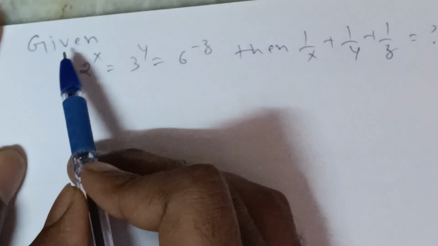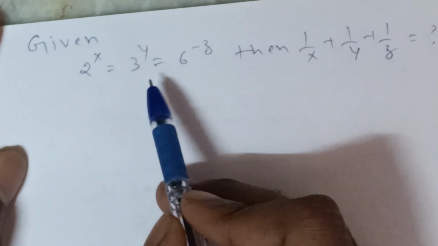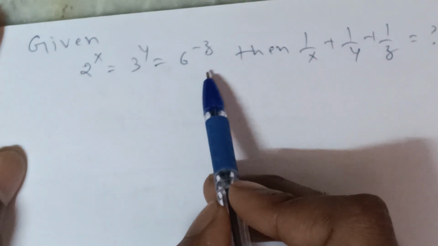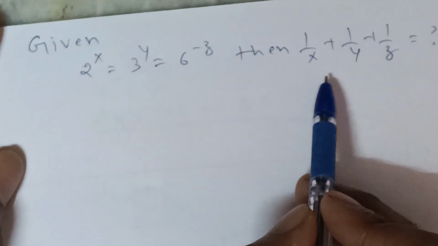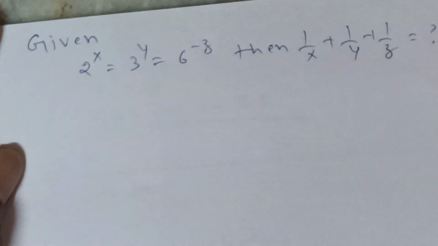So this is the question given. 2 power x equal to 3 power y equal to 6 power minus z. Then 1 by x plus 1 by y plus 1 by z equal to. So now let's solve it.